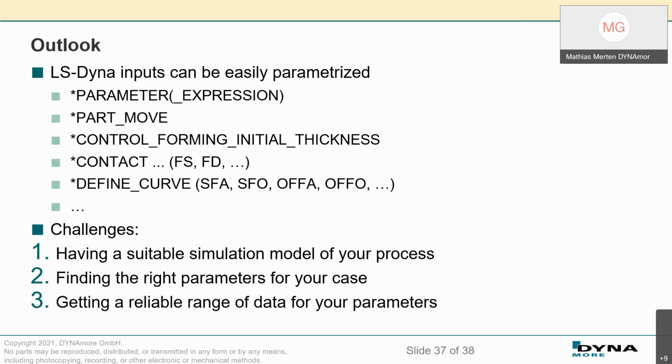And the third challenge is to get a reliable range of data for your chosen parameters. In our case, we had luck that we were able to find good data in literature, or at least data in literature based on 800 tensile tests, but this is not possible for your press to find these data available in public. So you may need to do a lot of tests on your own to get a proper range for these parameters.